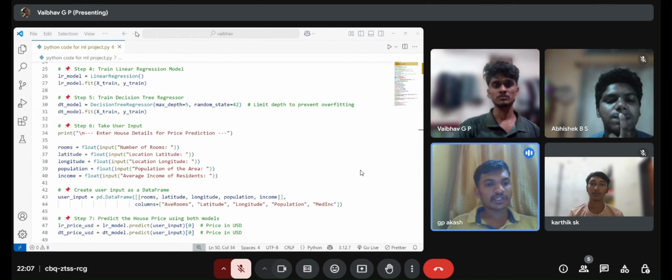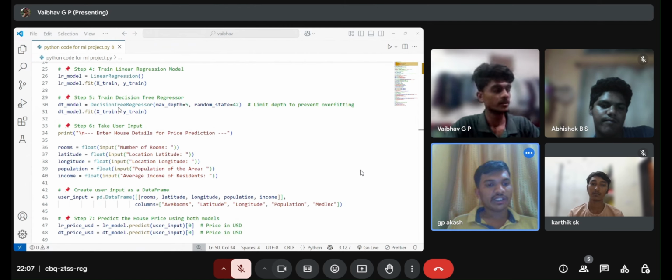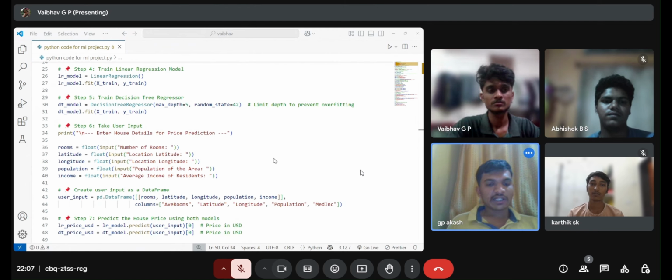Why do we need user input? We need real world values to make a prediction. The user provides details that match the features the model was trained on. This makes the prediction dynamic rather than using predefined test data.